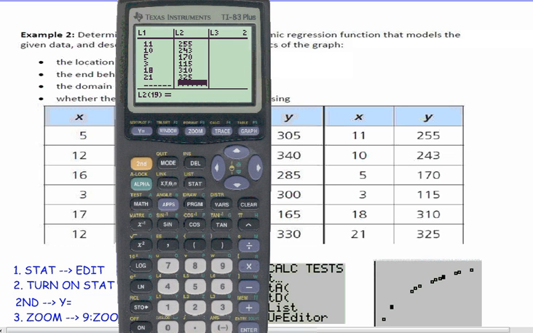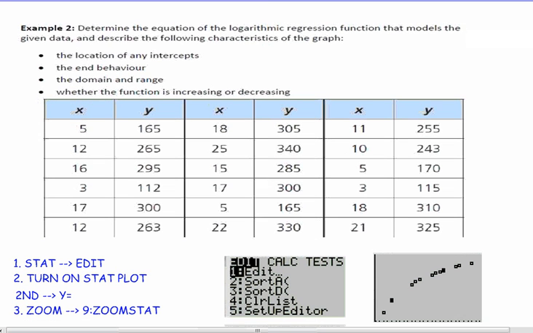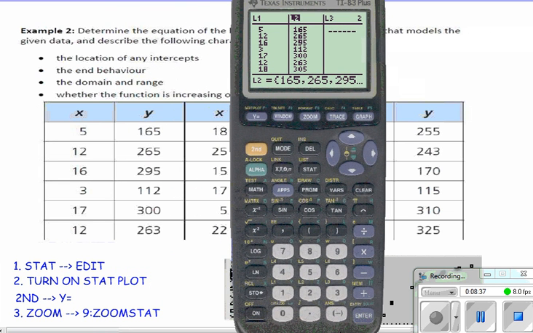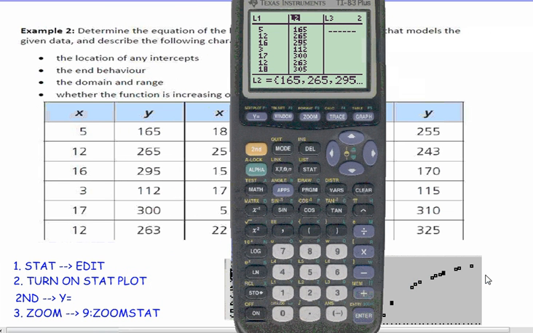And when you're done entering, what should you do? Check it. Go back up and make sure it all matches. Because it will change your regression equation if one digit is off, even if you wrote 294 instead of 295. Okay? Now as we usually do, in your graphing calculator, if I wanted to do a regression equation, what would be my next step?